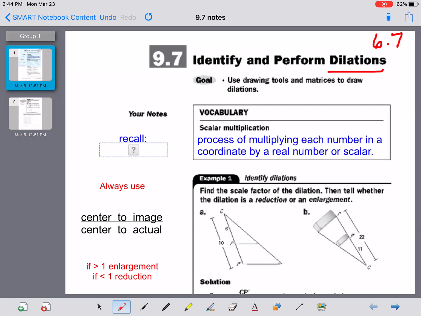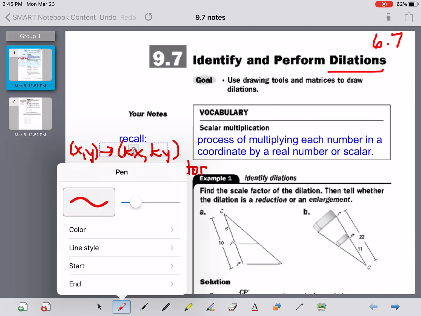So on our dilations, we go to our vocab here for scalar multiplication. It's a process of multiplying each number in a coordinate by a real number or a scalar. So our (x, y) goes to (kx, ky). And if you remember that, k is the scale factor. So if I have a scale factor of 5, I would multiply my x value by 5, I would multiply my y value by 5, and I would get my new ordered pair for my dilation. Now that is all using the center of dilation as (0, 0), or the origin. As we go through our notes, we will be changing that center of dilation.